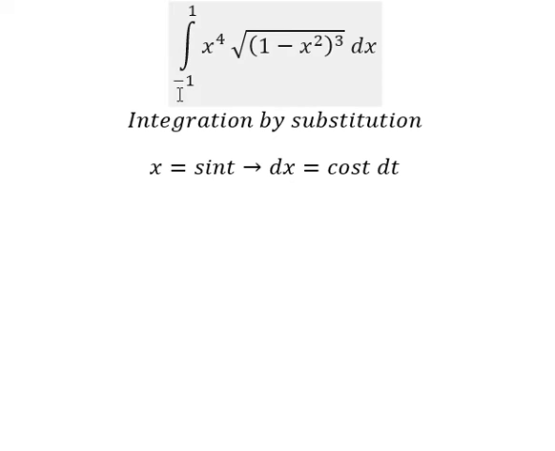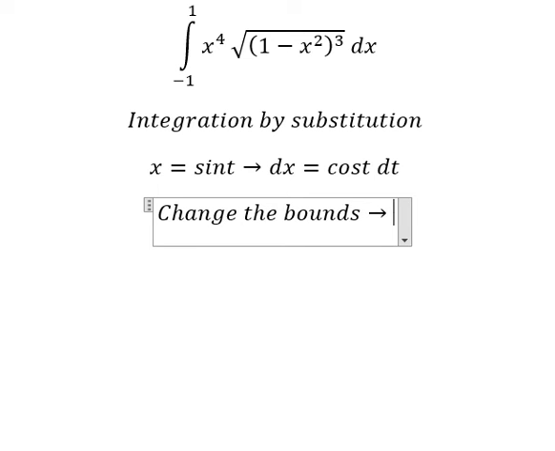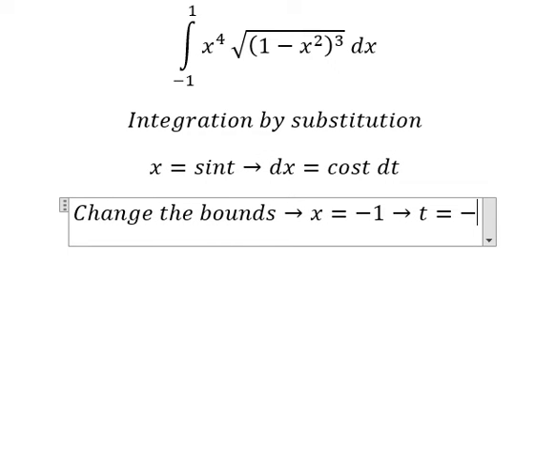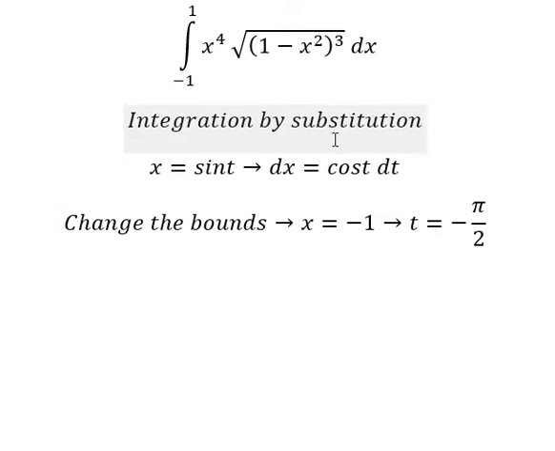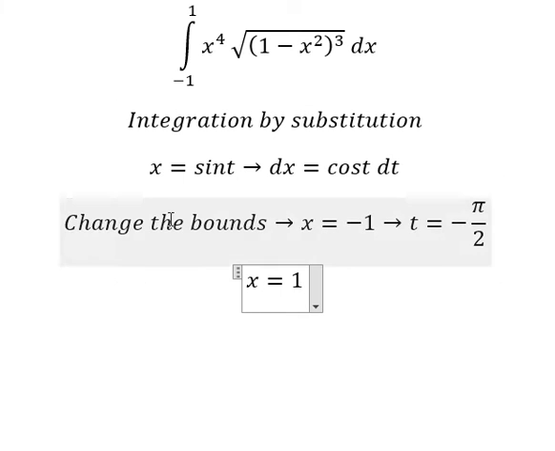Next, we need to change the bounds in here. When s equals negative 1, we put negative 1 in here, and we find t equals negative pi over 2. When s equals 1, we put 1 in here, and we can find the value of t in here. And that's t equals pi over 2.